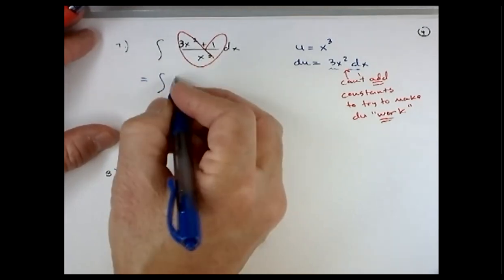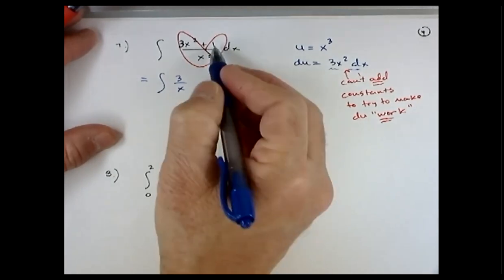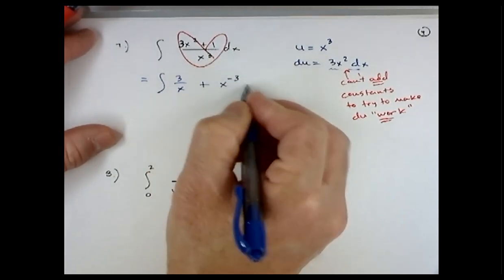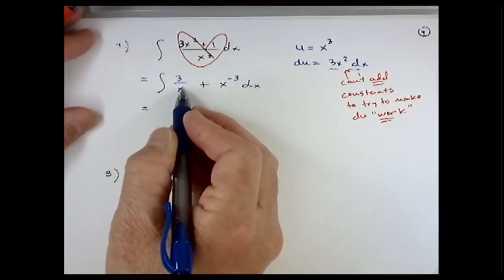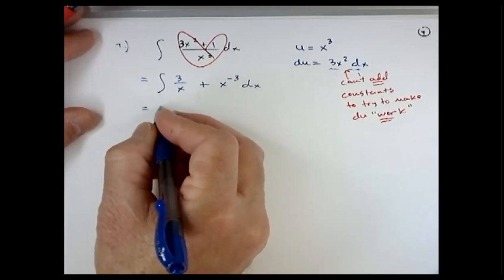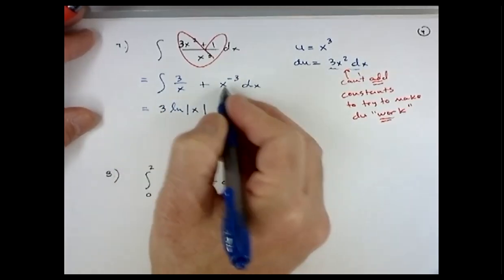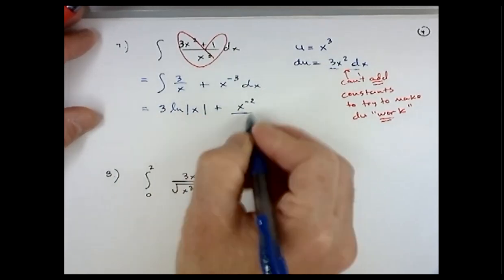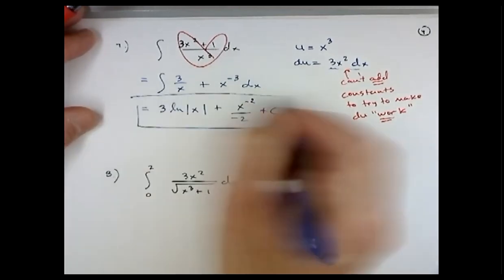X squared over x cubed, this is going to leave me with 3 over x. And then 1 over x cubed, I'm going to rewrite that as x to the negative 3. I left this one down because that antiderivative is going to be 3 ln of x, whereas here I'm going to use my power rule. I'm not going to bother rewriting this one. That's good enough.